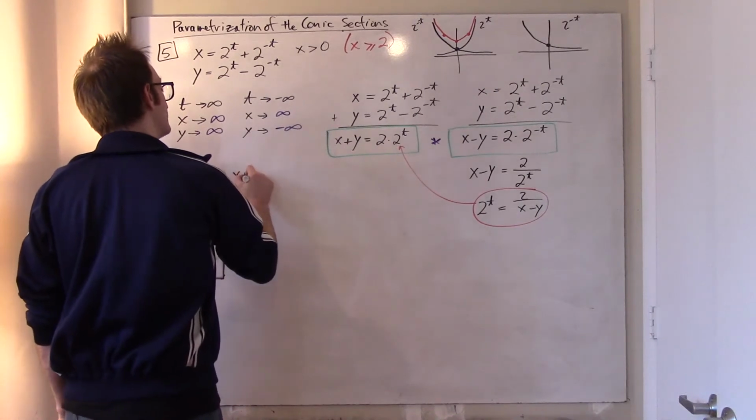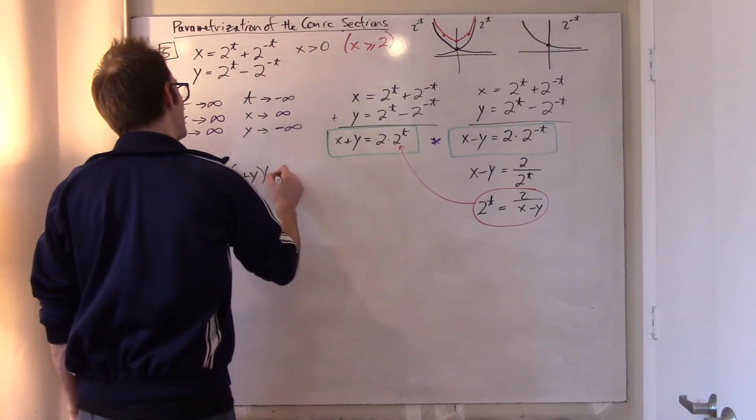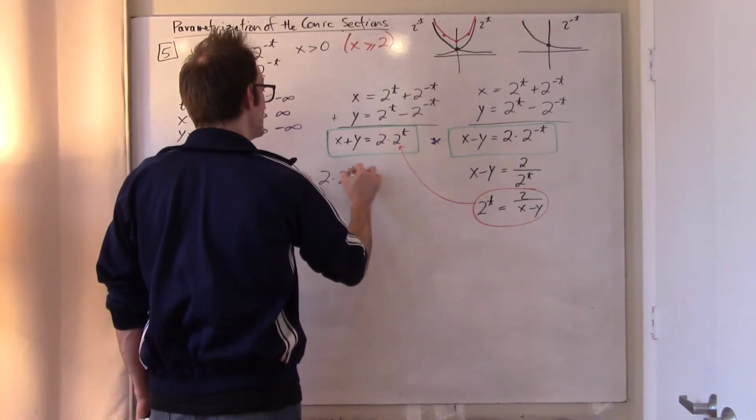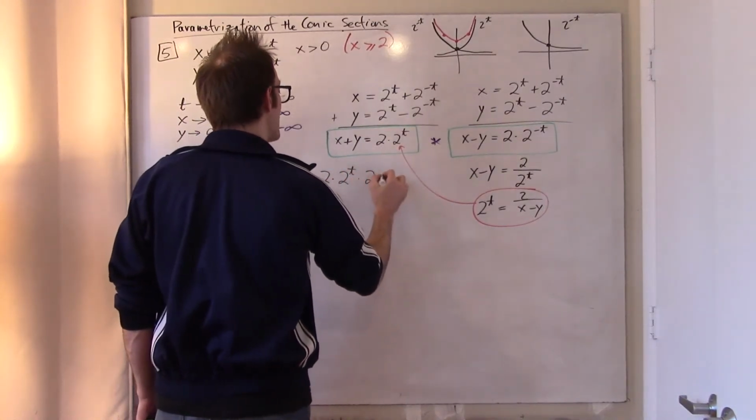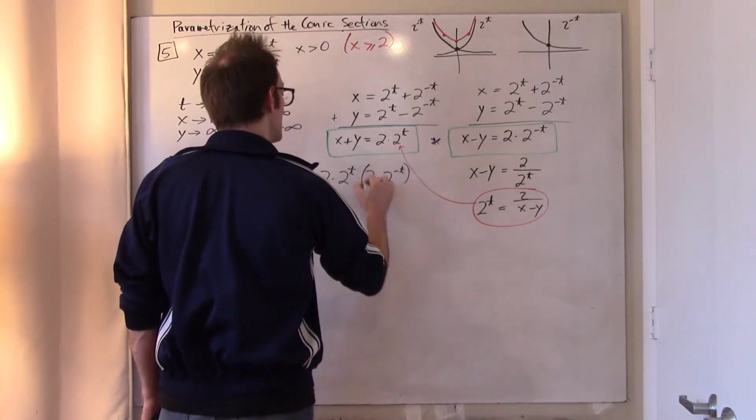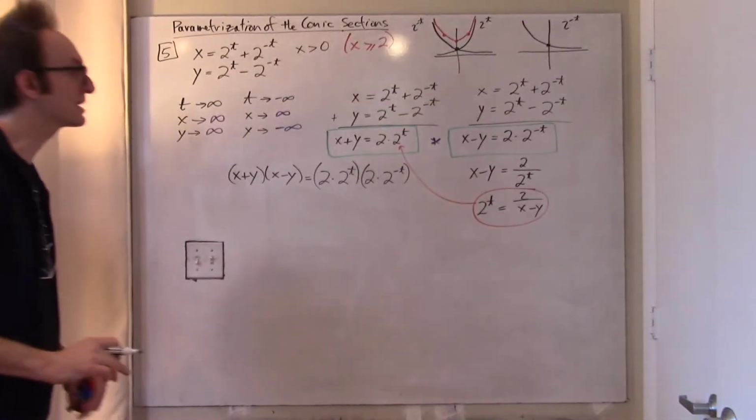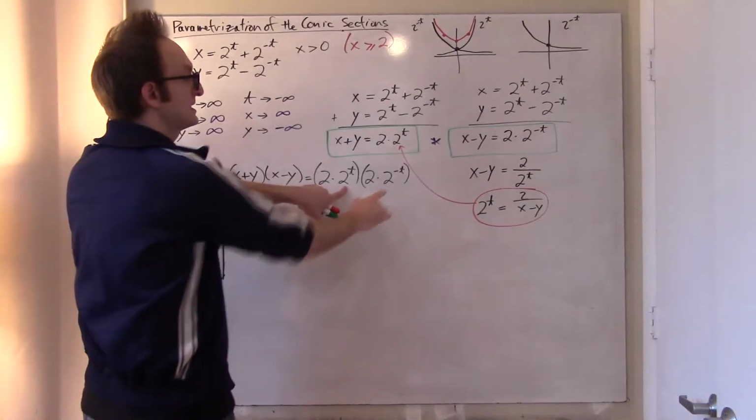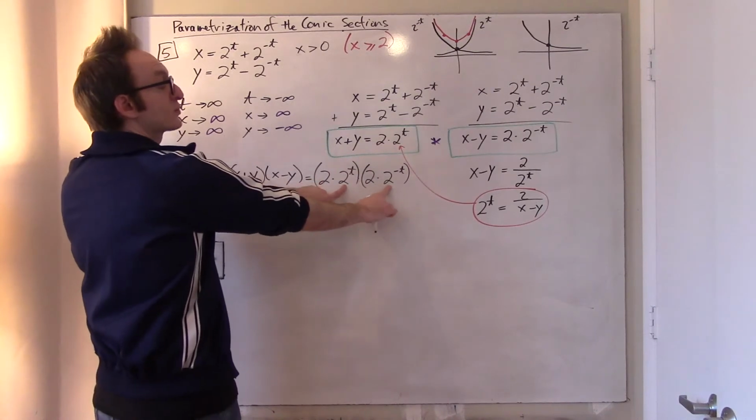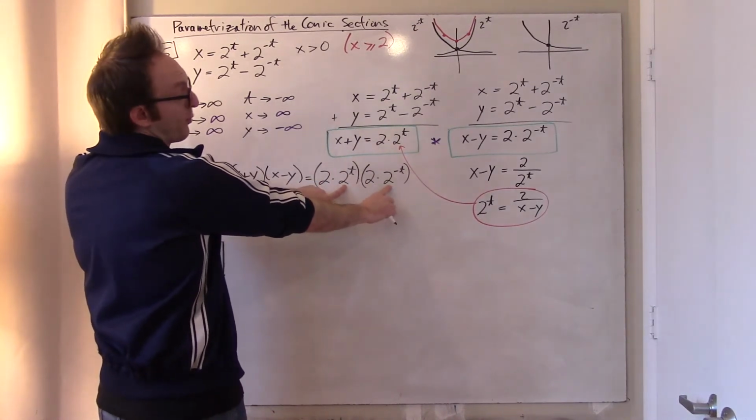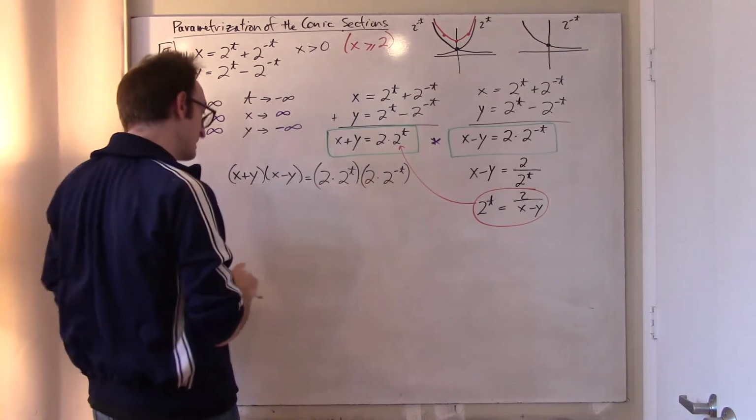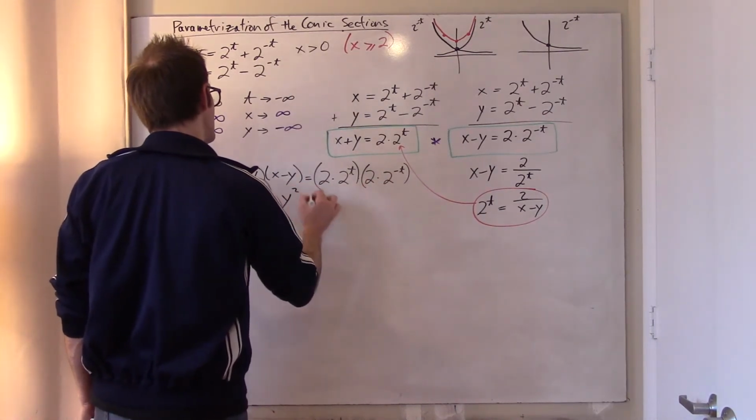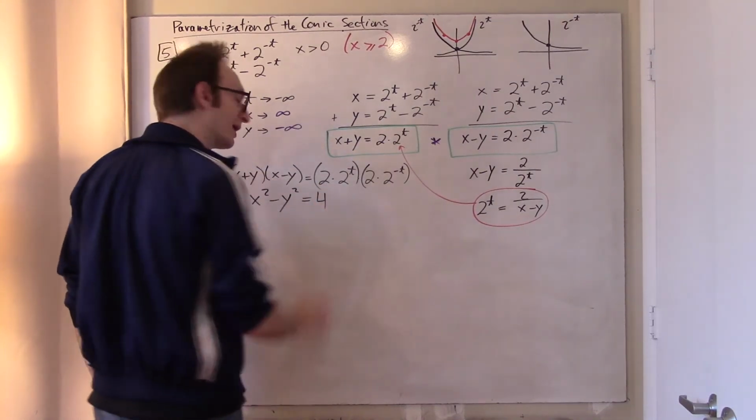You get that x plus y times x minus y equals 2 times 2 to the t times 2 times 2 to the negative t. So, if you're very good at algebra, or if you just got lucky and saw to do this, of course 2 to the t times 2 to the negative t, these are just reciprocals. These multiply to be 1, because this just means 1 over 2 to the t. And so, quite quickly, you find that the answer is just x squared minus y squared equals 4.